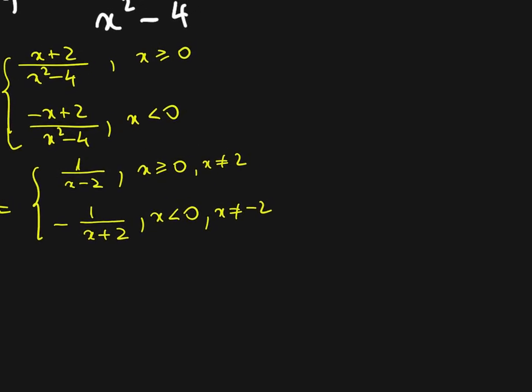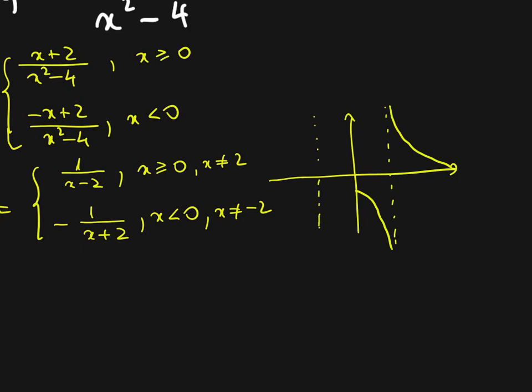Now if I'm trying to draw the graph, it's one that I should know. For y equals 1 over x minus 2, the vertical asymptote is x equals 2. So the graph will look like this, and from here to here, because I'm practically missing this part. For x smaller than 0, x equals negative 2 is a vertical asymptote, and the graph will look like so. This one is my resulting graph.